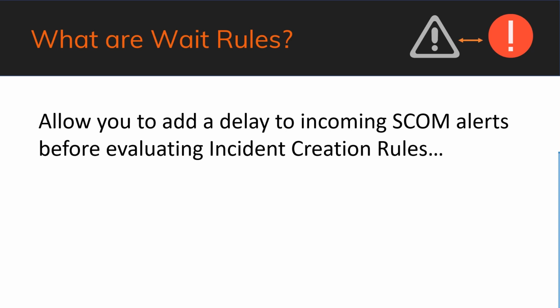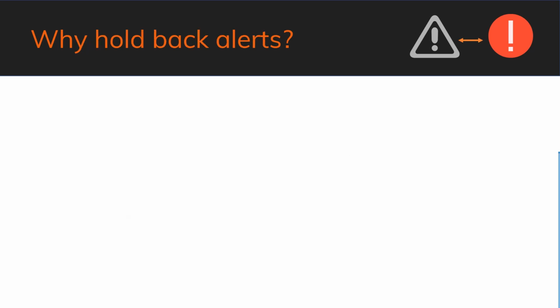And the evaluation happens as soon as the SCOM alert is received. With the wait rule, you have effectively a pause in between the SCOM alert coming into ServiceNow and the rules being evaluated. So think, in terms of use case, of things like port flaps, where you have a network port that's going up and down and up and down, and things like CPU monitors, where you've got random spikes, that kind of thing. So let's dig in a bit more on that and understand why we might hold back alerts rather than simply raise incidents for all of them.